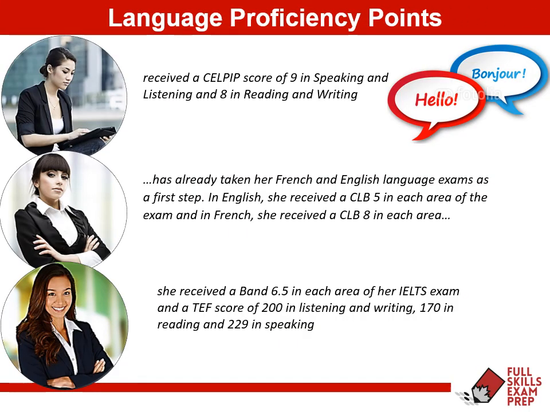Now, when we take a look at our scenarios again, and we see how the scenarios are related to language scores, we can see with Shing that they're pretty straightforward here. So we have her receiving a CELPIP score of 9 in speaking and listening and an 8 in reading and writing. So with Shing, you probably know that you'll have to correlate that CELPIP score to the CLB and then correlate that to the points in the Federal Skilled Worker Program.